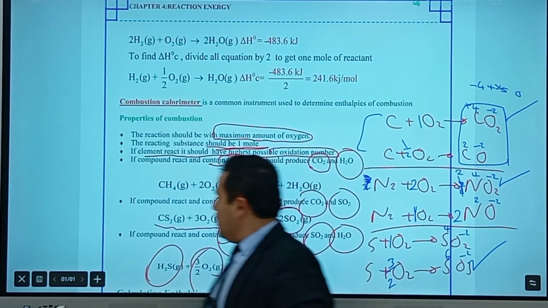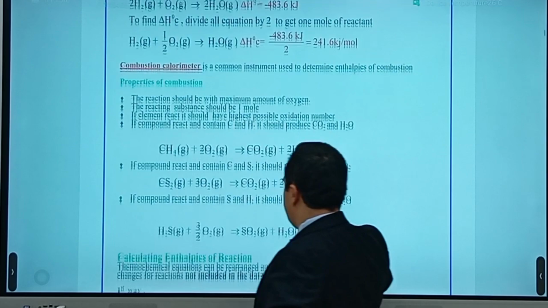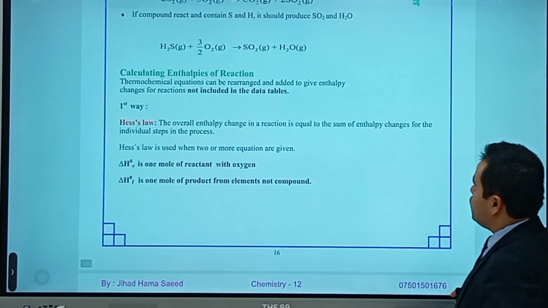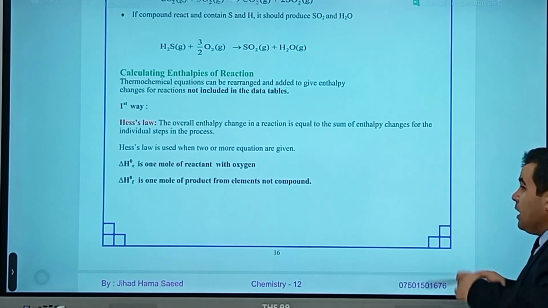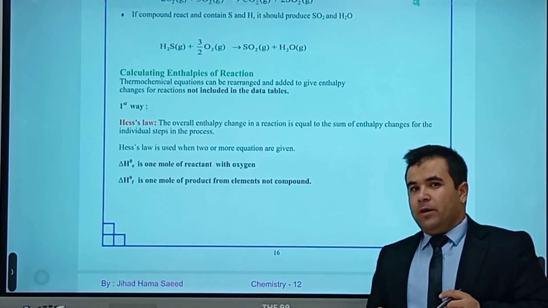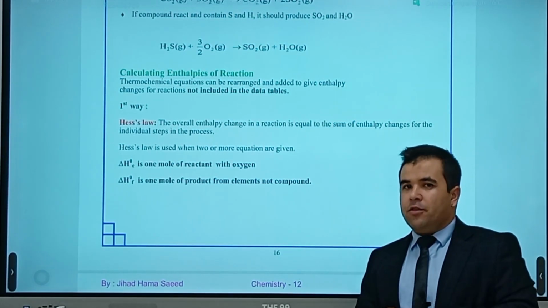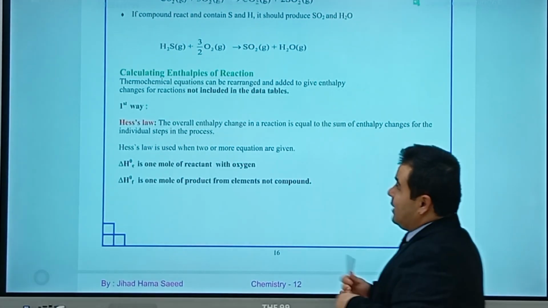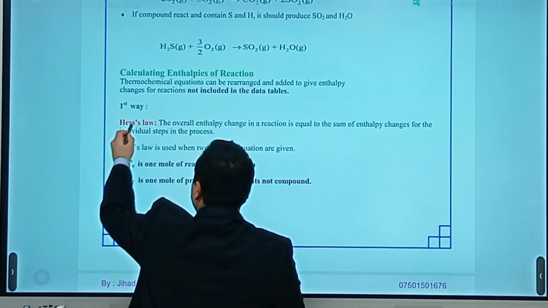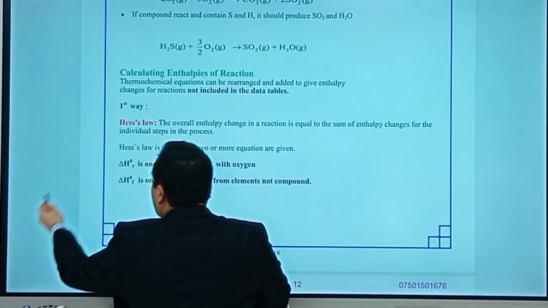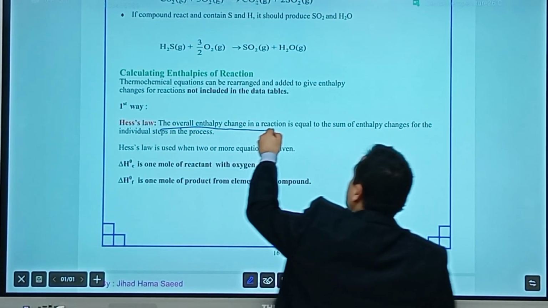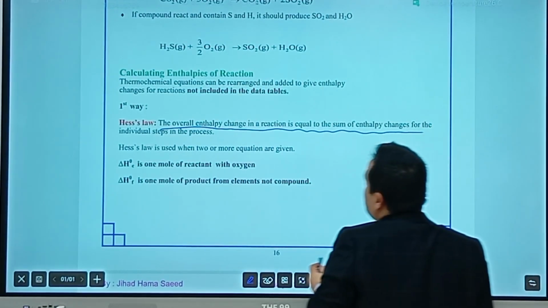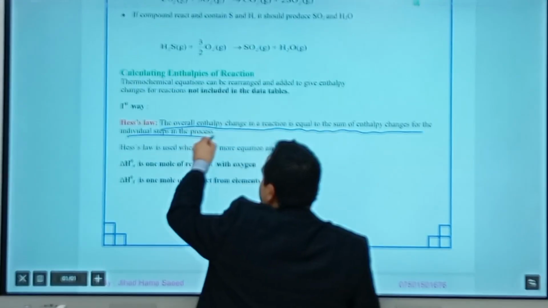So that's a technique to determine whether a compound or a reaction is a complete combustion or incomplete combustion. Calculations for the enthalpy. We have two ways to calculate the enthalpy. The first one is Hess's law. What does Hess's law state? It says the overall enthalpy change in a reaction is equal to the summation of the changes for the individual steps in the process.